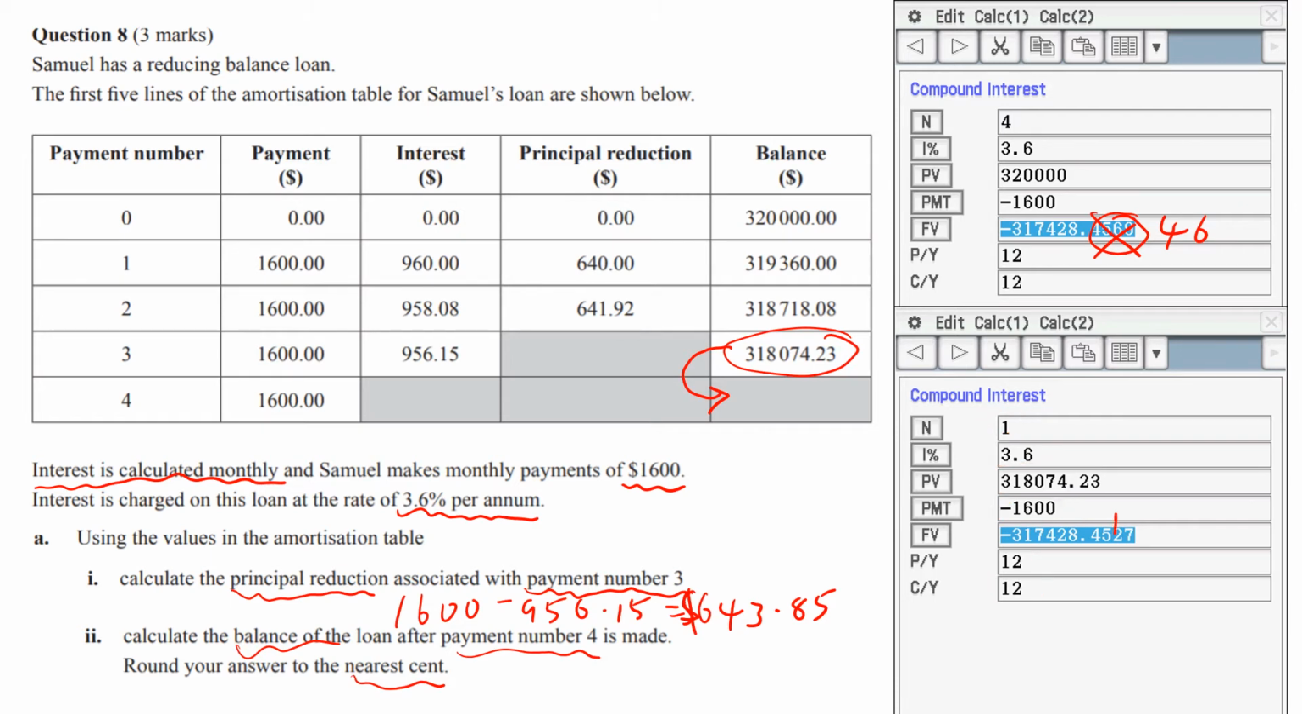Don't forget to round off the number, which is 45. So the answer is 317,428.45. And that's the answer. 46 doesn't get you the right answer. So just do it. I think the financial solver is the easiest way, just do it as if you're doing a loan for 1 payment period.